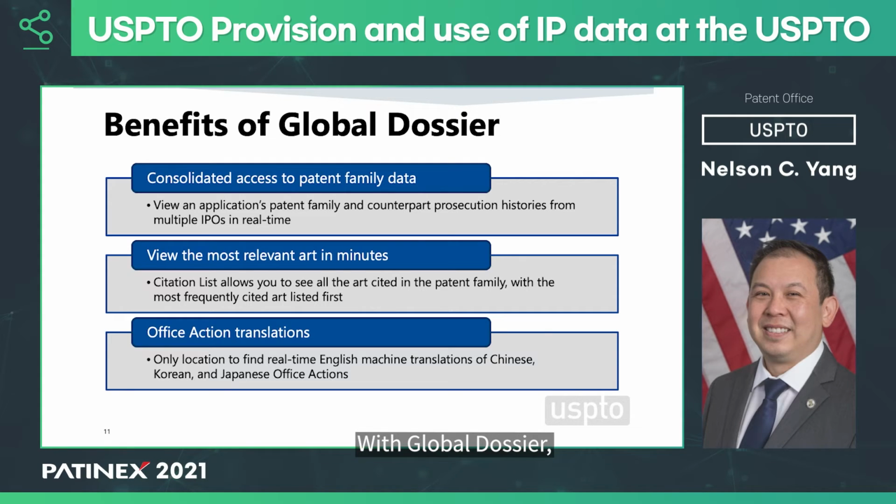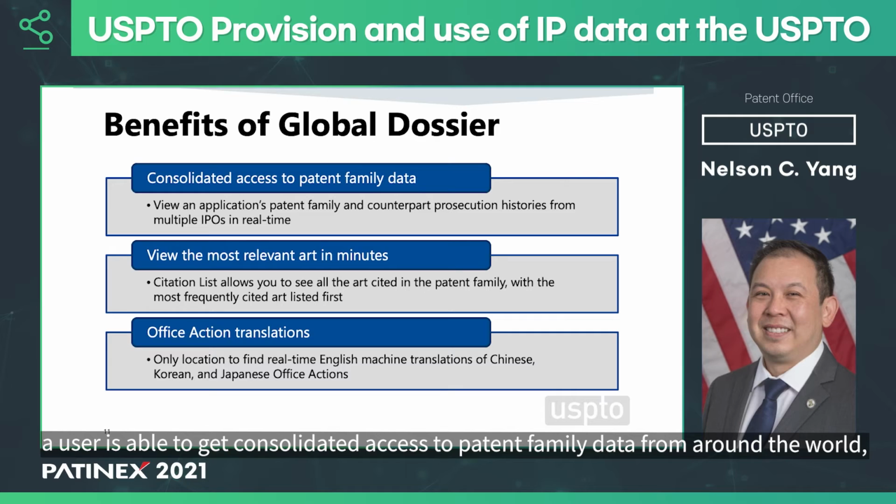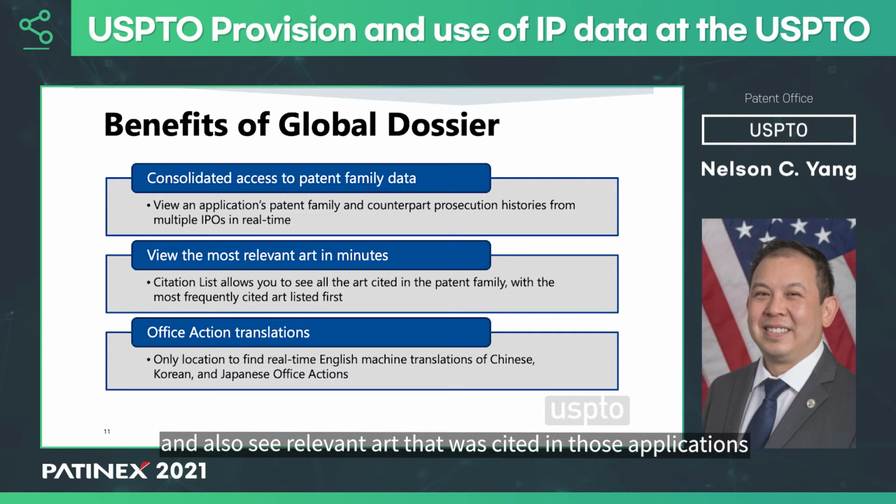With Global Dossier, a user is able to get consolidated access to patent family data from around the world, allowing them to view related applications from multiple IP offices in real time and also see relevant art that was cited in those applications. Global Dossier also provides English machine translations of office actions, as well as other documents in these applications, so that users can better review the work that is done.